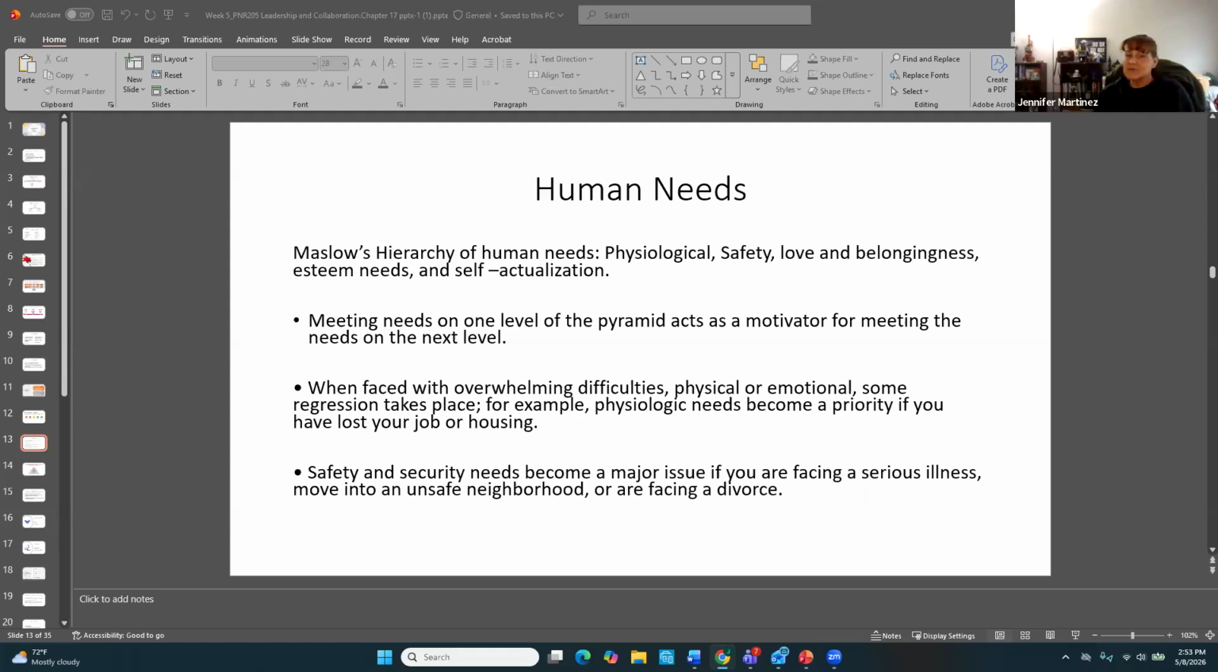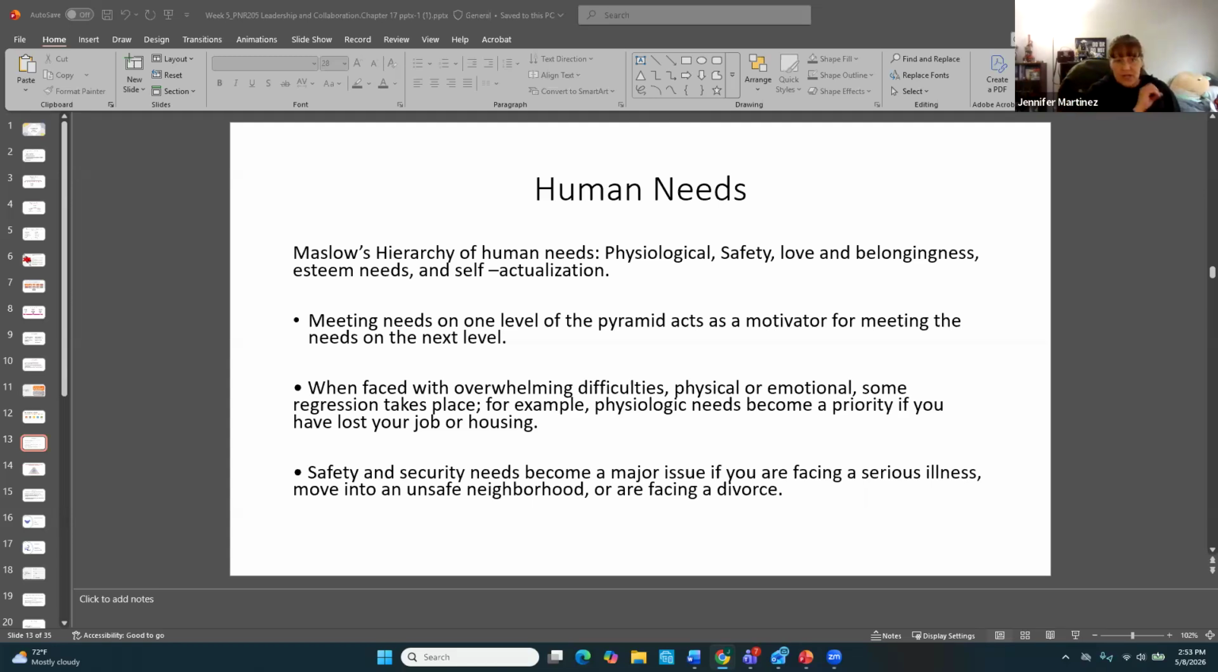So with Maslow's hierarchy of needs, we know that we have that nice little triangle, right? And those basic needs are at the bottom. But we have the physiological, we have safety, we have love and belongingness, we have self-esteem, and then, of course, our self-actualization.